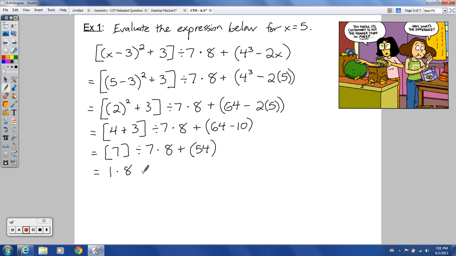So I have 1 times 8 plus 54. And now multiplication comes before addition, so this would be 8 plus 54. So 1 times 8 is 8, and 8 plus 54 is 62. So that's it. That's the final answer for something like that. Let's check out a second example.